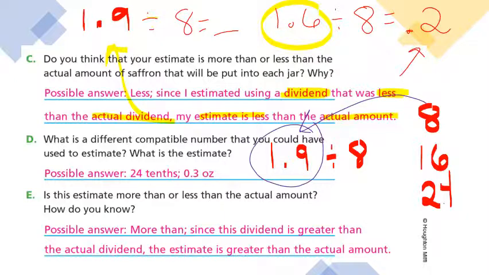Well, we already tried 16, so let's try 24. Remember, this is 24/10. And my estimate is going to be greater than the actual amount because the number that I am dividing is greater than 1 9/10, so my answer is going to be greater than the actual amount.